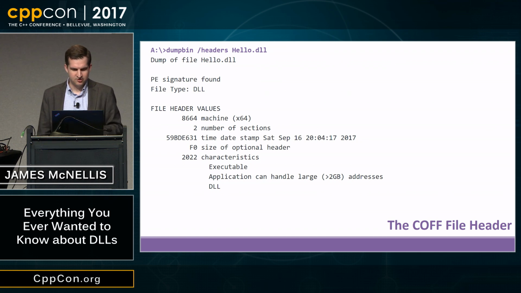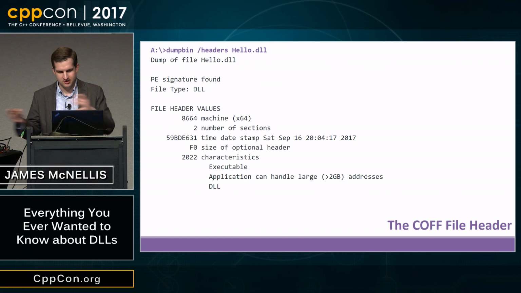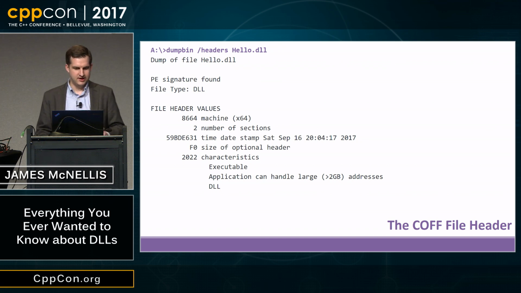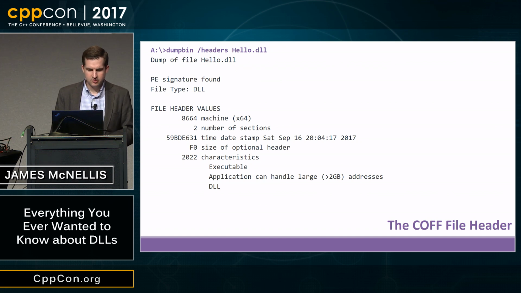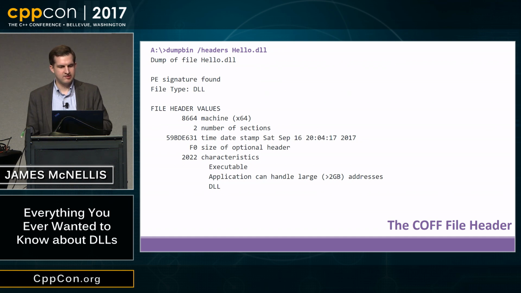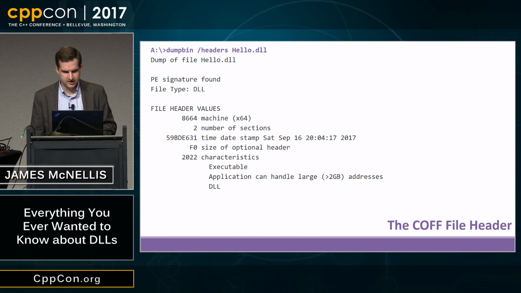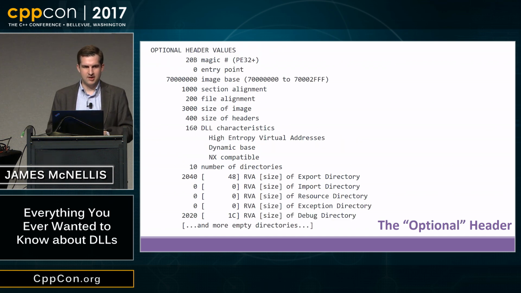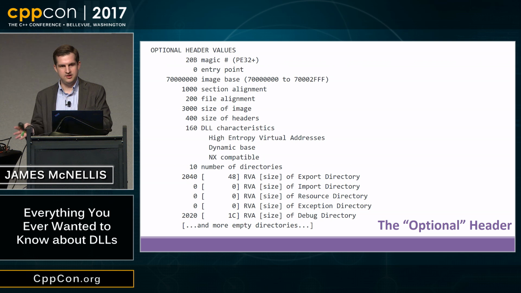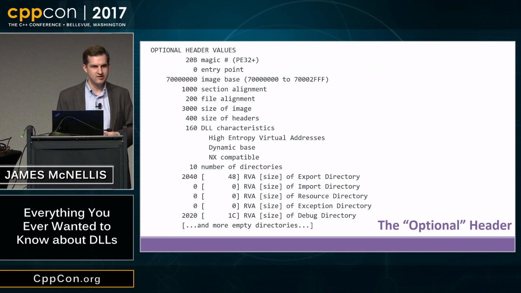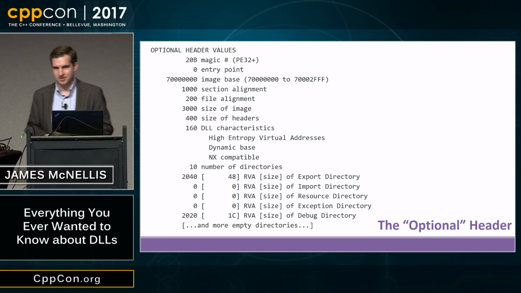It says it can handle large addresses. This is a 64-bit binary, so it has to be able to handle large addresses. 32-bit is different. And then it's a DLL, not an exe. So then what the loader will do is look at that size of the optional header, and that will tell it the type to use to interpret the optional header. There are 2 types of optional headers: PE32 and PE32+. And as you would guess, PE32 is for 32-bit binaries, and PE32+ is for 64-bit binaries.